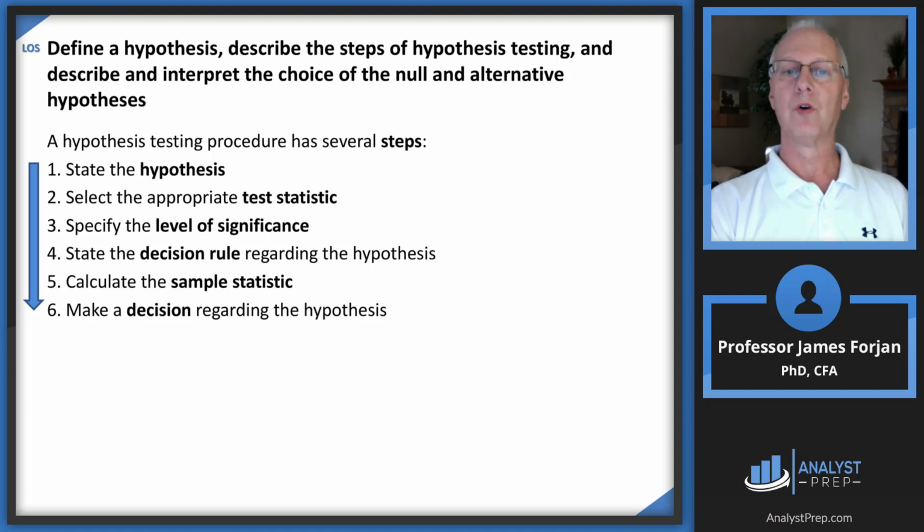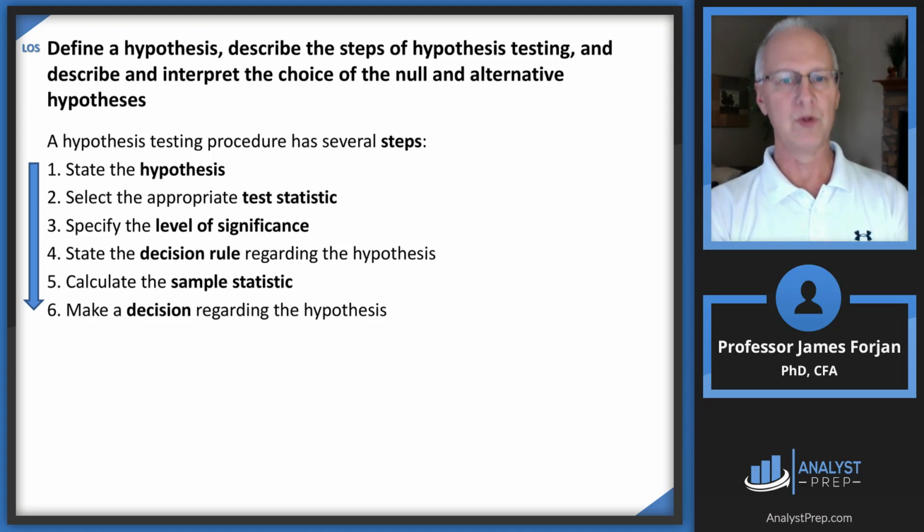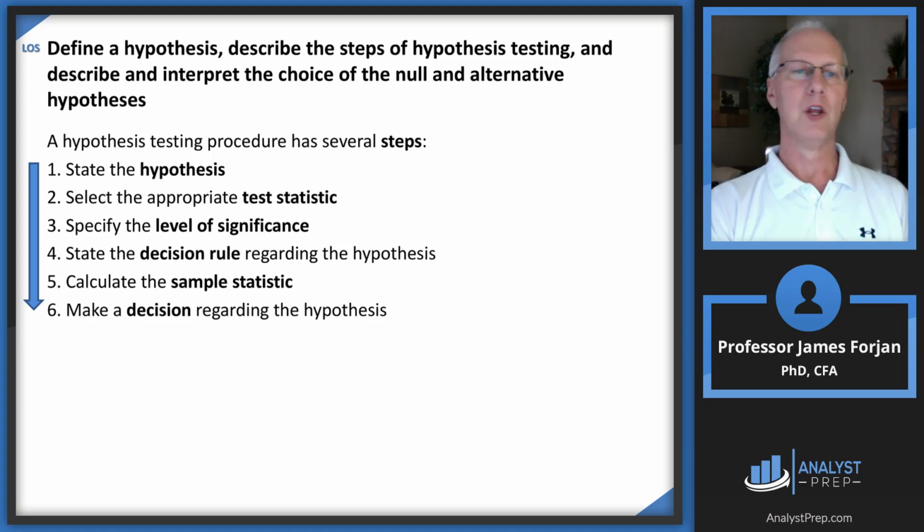State the decision rule regarding the hypothesis. So we're going to be able to say something like, if this happens, then we're going to reject our hypothesis. Collect some sample statistics, some sample data, and then compute the sample statistic, and then make a decision regarding the hypothesis. Nobody has to say, you know what, you're crazy to think that Jim is going to win the Masters next year. But you might say something like, boy, I can say with 95% confidence that Tiger Woods is going to win the Masters next year.